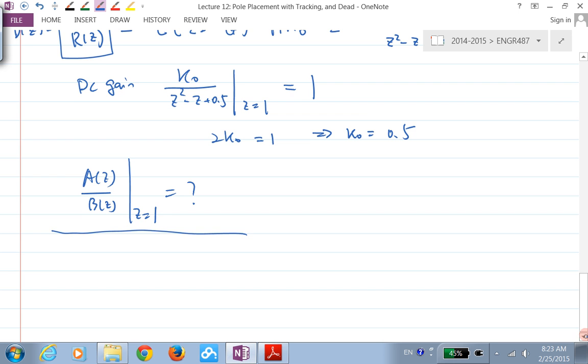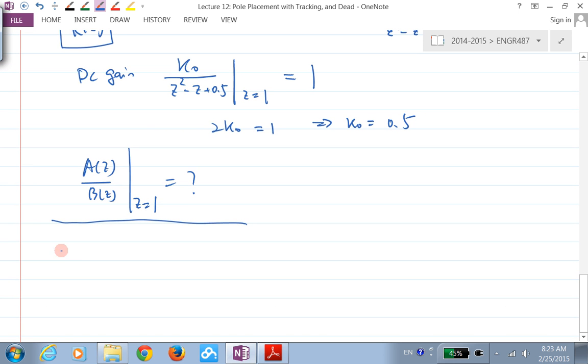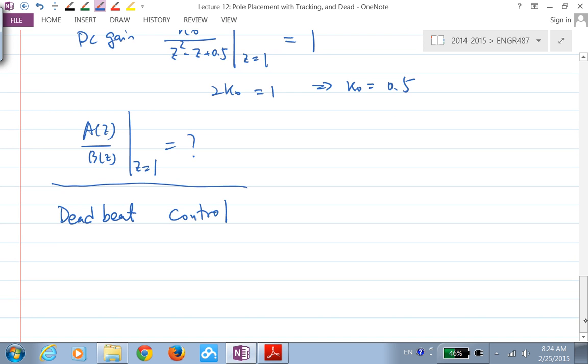So the second kind of control is called deadbeat control, or we can call it deadbeat response. Deadbeat control is a control that you do not see in continuous systems, and it is specifically dedicated to the discrete time domain. So let's see what we mean by deadbeat control here. Let's write this system equation again.